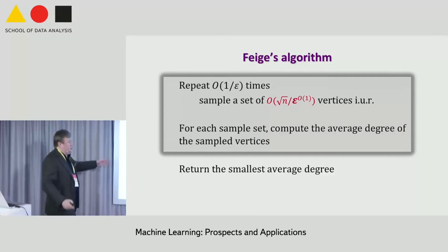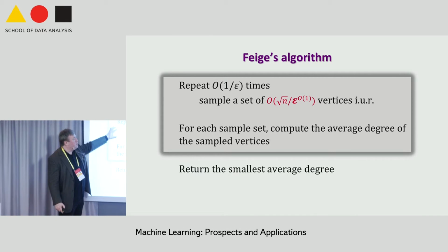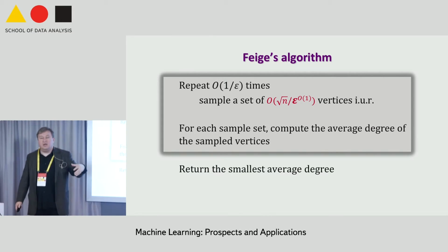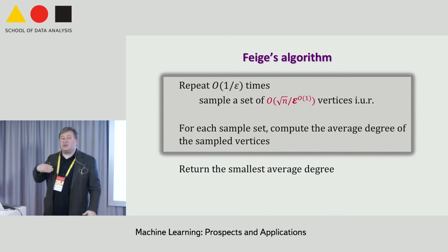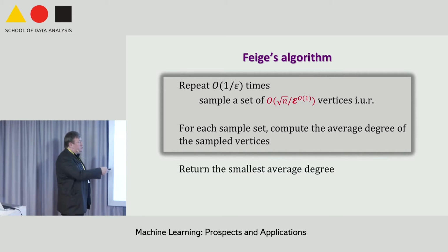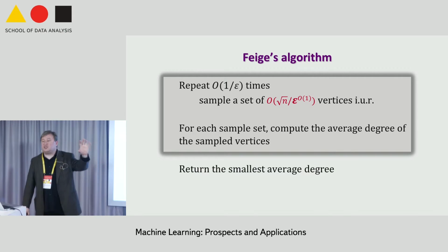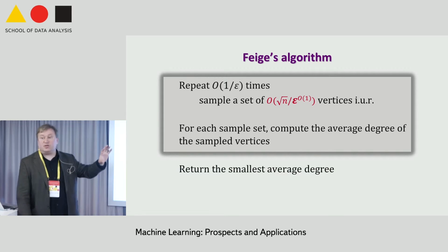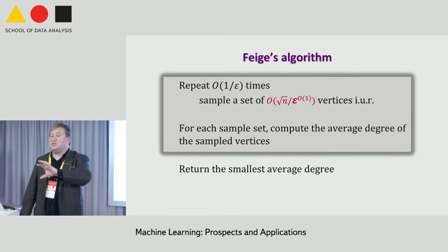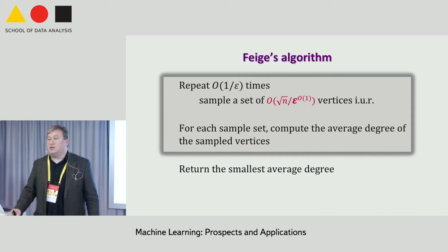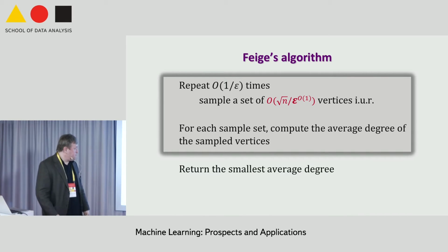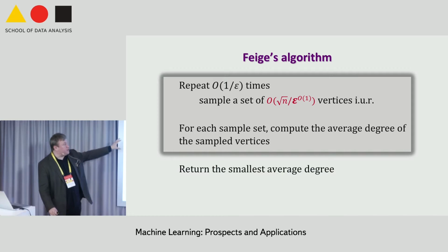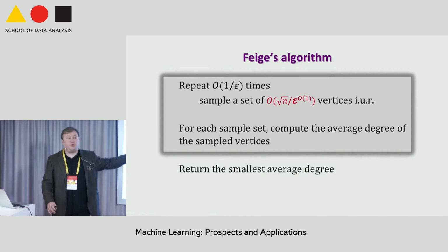I will just give you the result. Uri Feiger showed that a simple algorithm works: repeat a constant number of times, randomly sample root of n vertices over some epsilon to some constant, and for each sample, compute the average degree. And then take the smallest of those that you found. And this will be a 2 plus epsilon approximation. So you see, in principle, this is a very similar problem to a problem that we know.